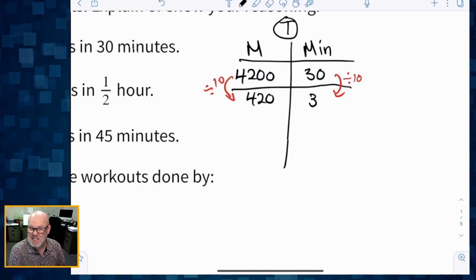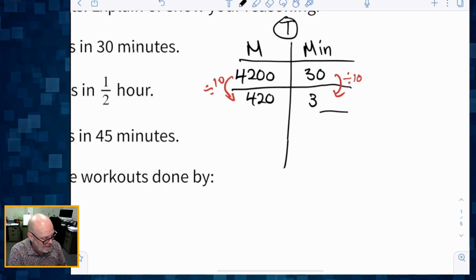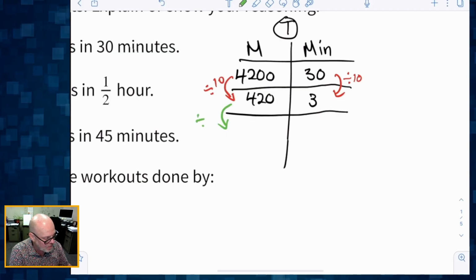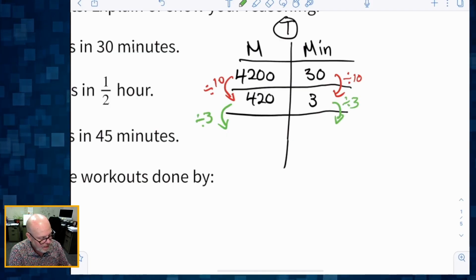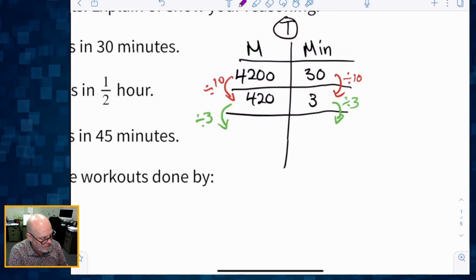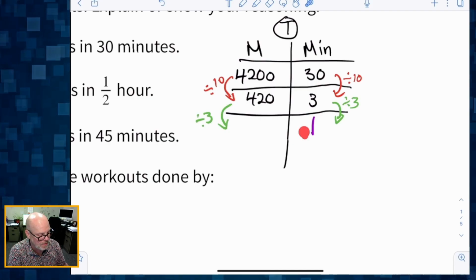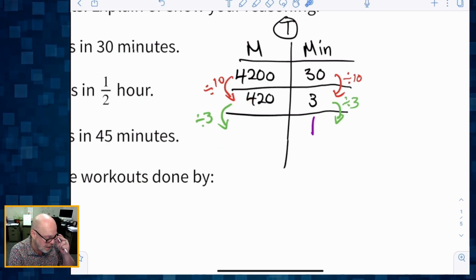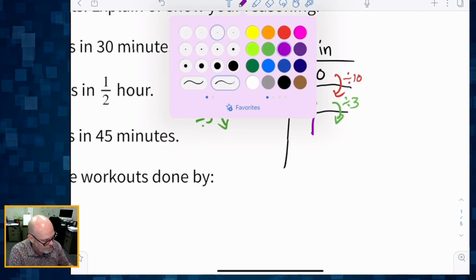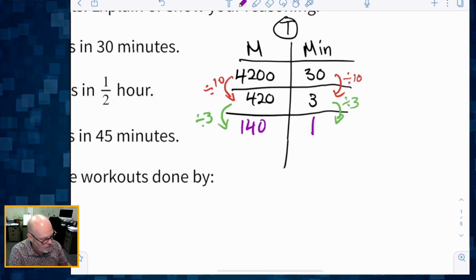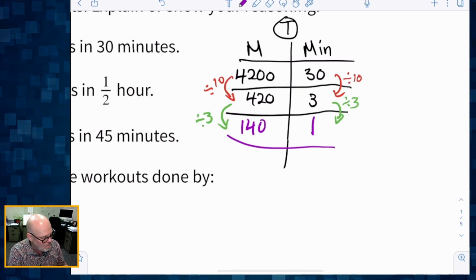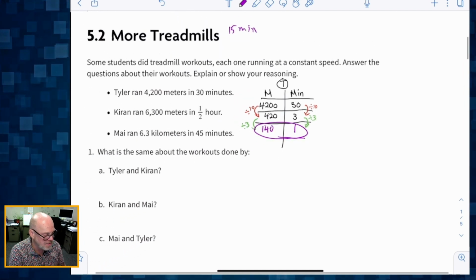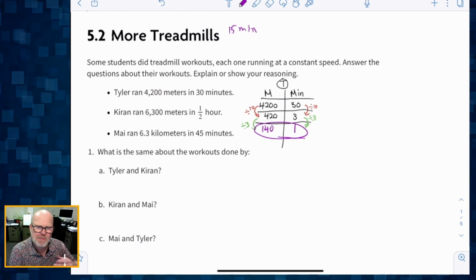420 in 3 minutes. And then we can scale down again, by 3. So we could divide both of these by 3. Now we know that Tyler in 1 minute, because that's the 3 divided by 3 right here, we have to do 420 divided by 3, and 420 divided by 3 is 140. So in 1 minute, Tyler can go 140 meters. I'm not entirely sure if that's fast or slow. To be honest, I don't know.